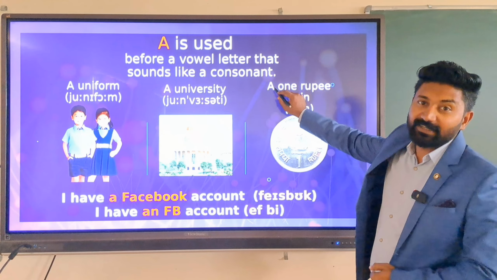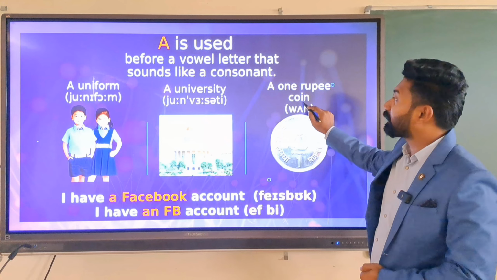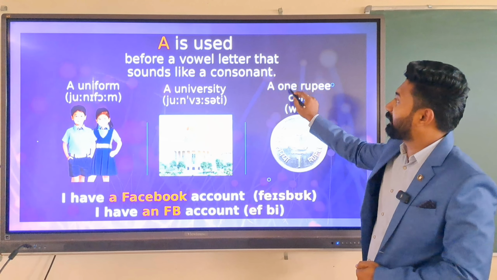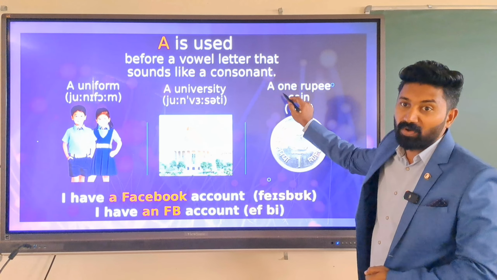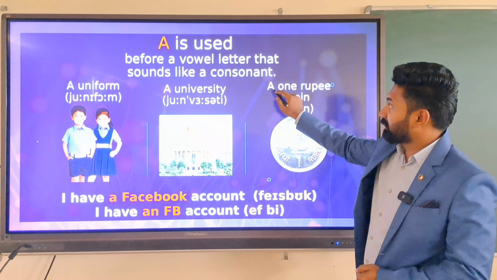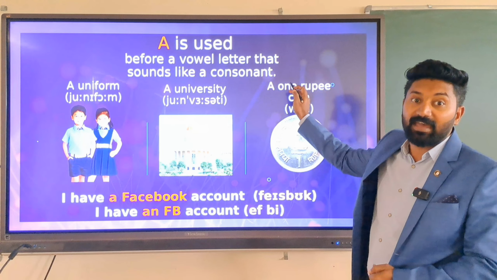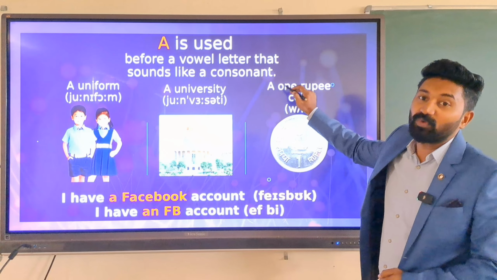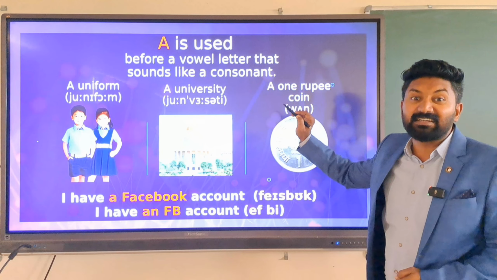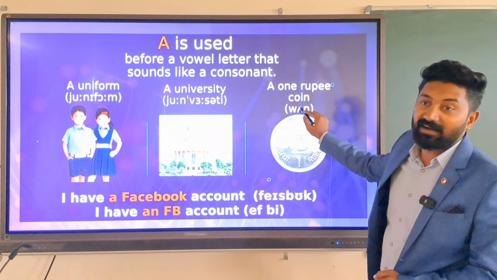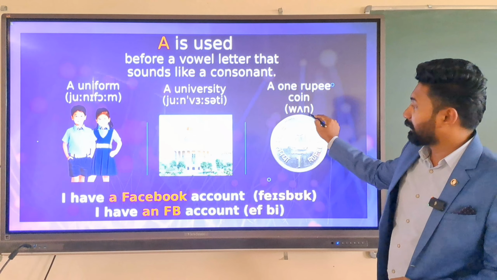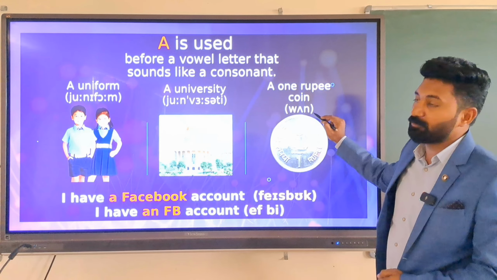Okay, look at the third example here. A 1 rupee coin. The word 1 begins with a vowel letter O, right? But still we make use of the article a instead of an. Why is it so? It doesn't sound like a vowel. It doesn't sound like a or O. It sounds like va, right? You can look at the pronunciation here. 1. This is how we pronounce.